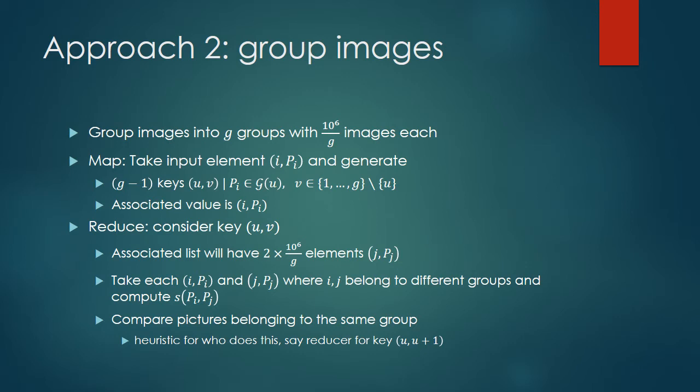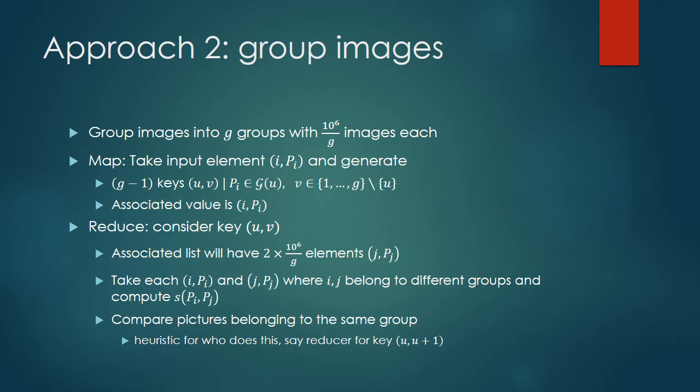Consider the reduce operation now. We're going to reduce based on the UV keys, which tell us which pair of groups we are dealing with here. The associated list will have 2 times 10 to the power 6 by G elements. Each group has 10 to the power 6 by G, and we're getting a pair of groups, correct? We'll take each IPI and JPJ in this list, where they belong to different groups, and compute the similarity and do the thresholding and everything exactly the same way. But now, instead of having a reducer size of 2, it's 2 times 10 to the power 6 by G.